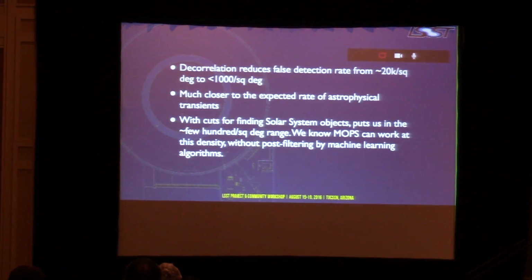The other great thing about this is that sort of the most sensitive customer of the alerts is the moving objects pipeline. Because of the way you have to link multiple detections together, if you add lots and lots of excess detections, that linking becomes extremely difficult. And when we eliminate this large number of excess detections, that puts us in a regime where we've actually tested MOPS. We know MOPS can handle this level of false detections without applying machine learning sort of right from the get-go.